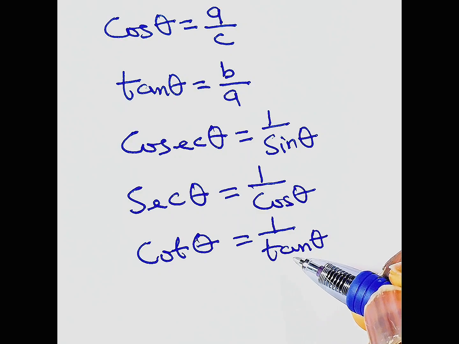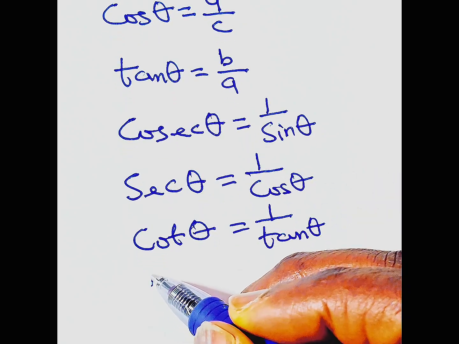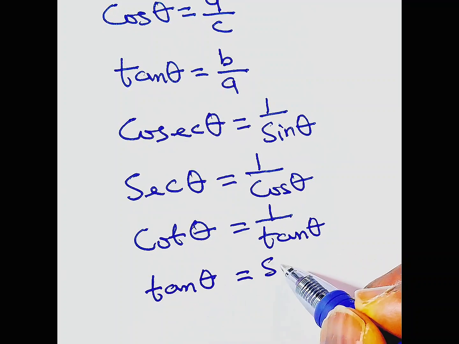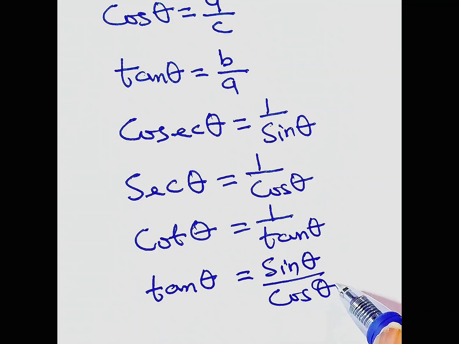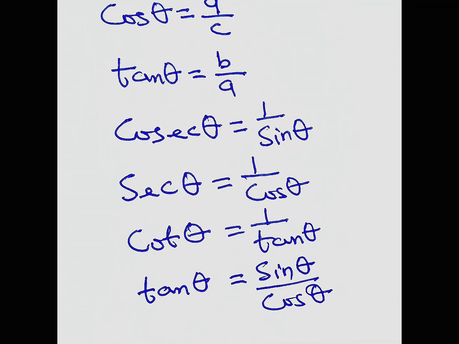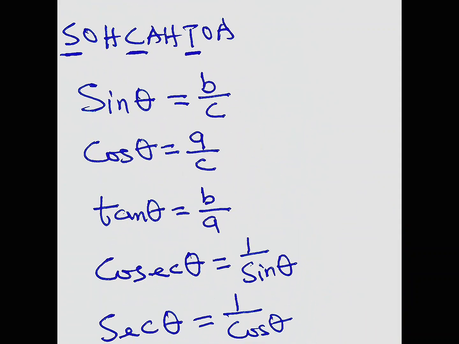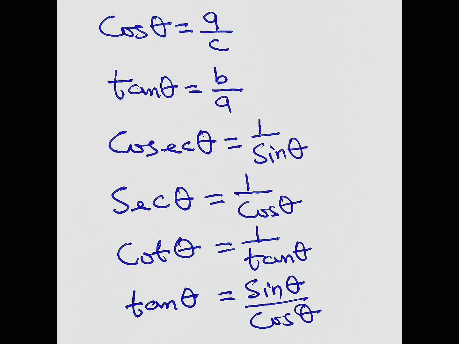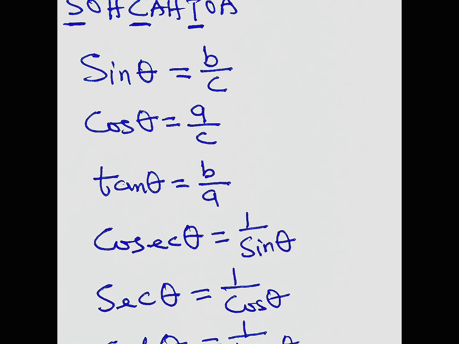Also, we should put this at the back of our mind that tan theta can also be written as sine theta over cos theta. If we have this written down, that is 1, 2, 3, 4, 5, 6, 7, and we have this one noted, we can go into this derivation.